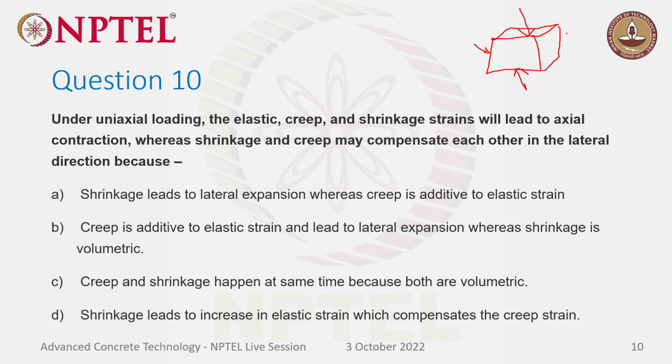Okay, so because of that, in the lateral direction there will be some deformation due to shrinkage, because it's volumetric, it will happen in all the directions. But when it comes to creep strains, the creep strain will be in the vertical direction. Whatever happens in this direction, it will compensate the shrinkage strain. You guys got it, right?